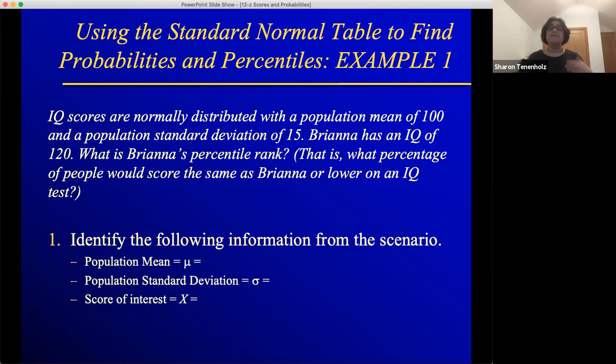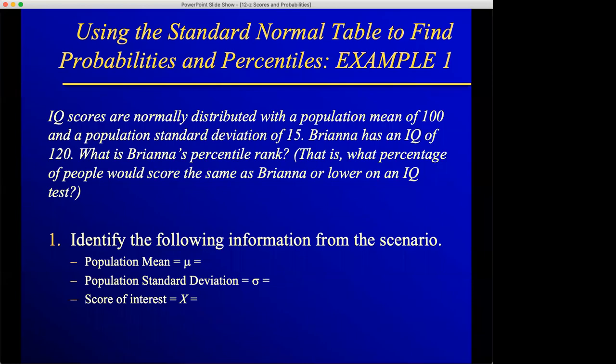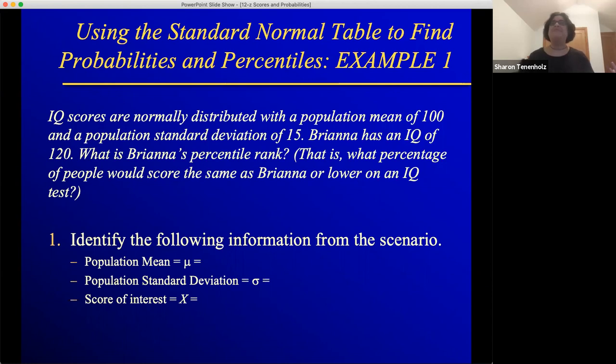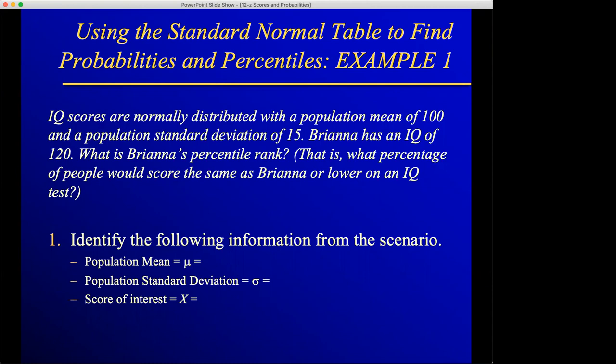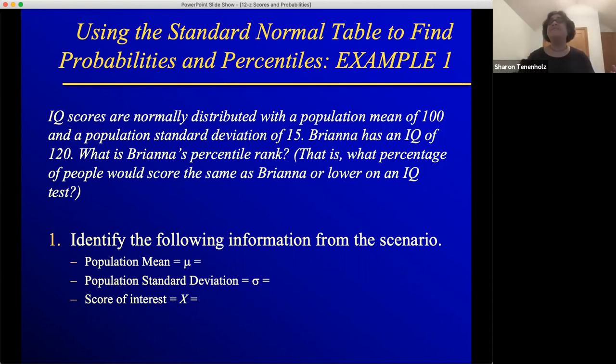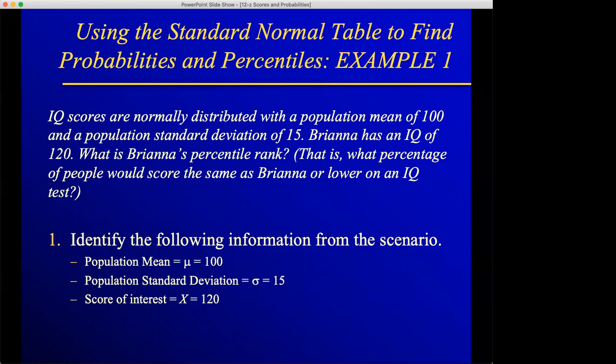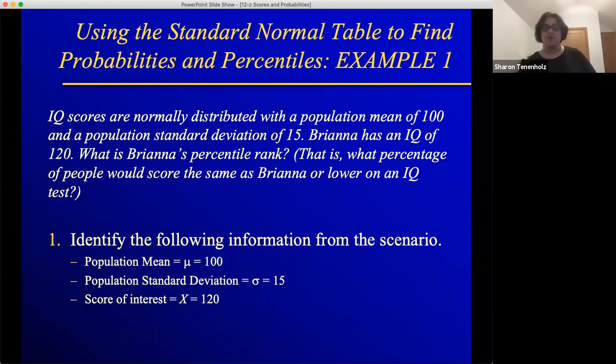Population mean is 100. Thank you, Mackenzie. Population standard deviation is 15. Thank you. And the score of interest that we're going to work with here is 120. Excellent. So Brianna's score that we're going to use to do our percentile rank calculation is 120. The population mean that we're given is 100. The population standard deviation is 15.